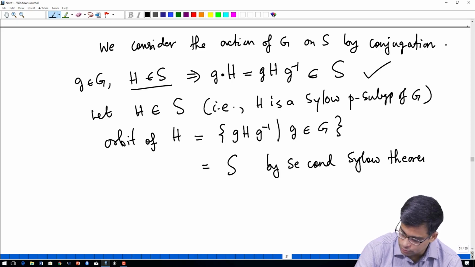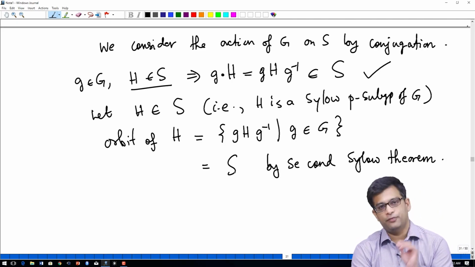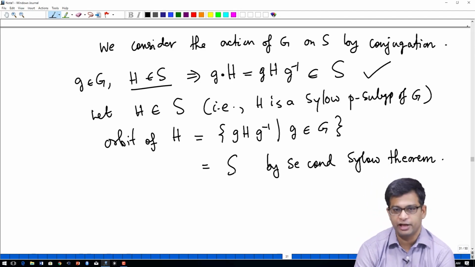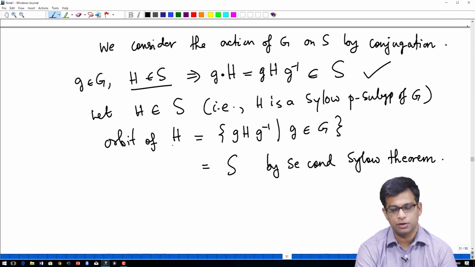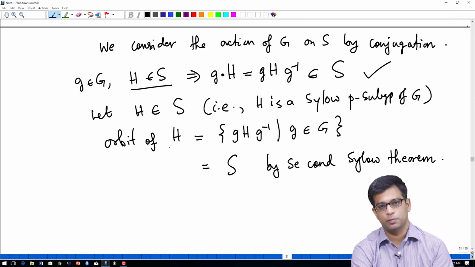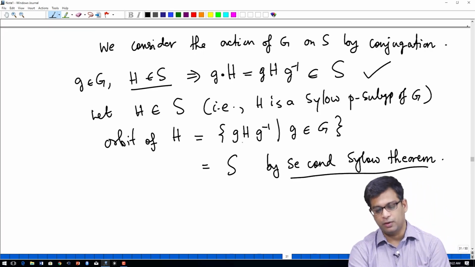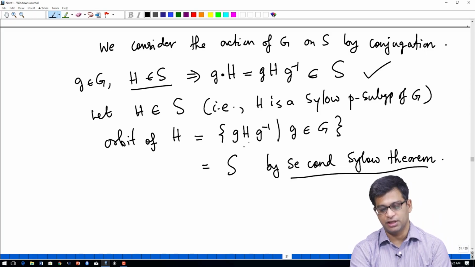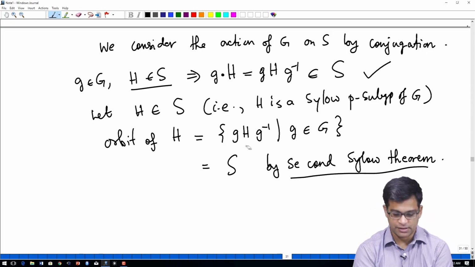Correct? Because any two Sylow p-subgroups are conjugate. So, you take any element of S, namely a Sylow p-subgroup, it is conjugate to H, because any two Sylow p-subgroups are conjugate by the second Sylow theorem. So, there will be a suitable g such that gHg^-1 is that Sylow p-subgroup. So, the orbit of H is all of S.